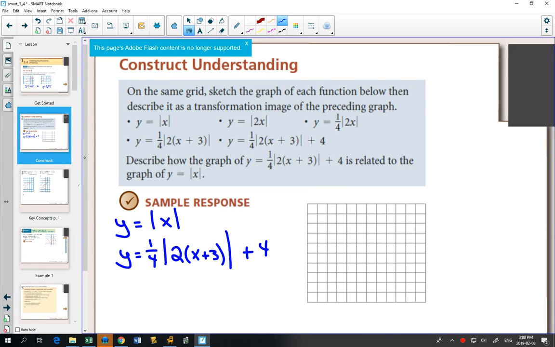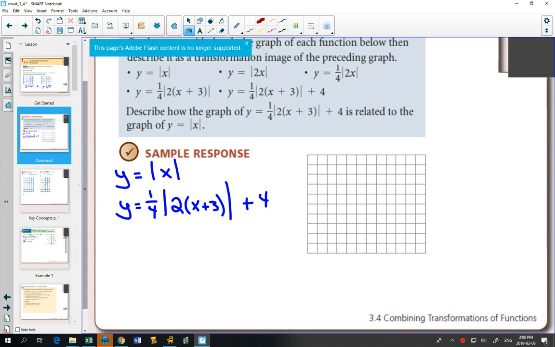probably label things. So underneath here, can you see that this 1/4 is outside the absolute values? So it's going to be a vertical compression. You would multiply your y values by 1/4. Then inside the absolute values, we run into the 2. That's going to be a horizontal compression. You're going to multiply your x values, not by 2, but by 1/2.